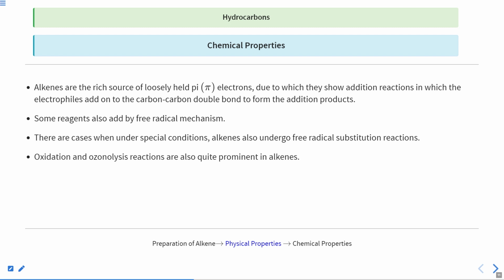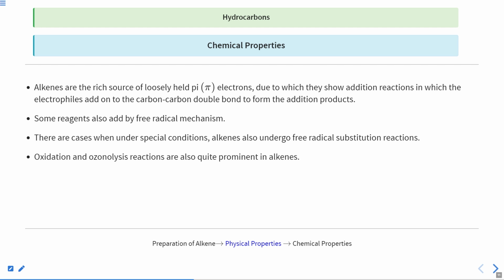Now coming to the chemical properties. Since alkenes have pi electrons, we know that. These pi electrons are very susceptible to reaction because pi bonds are weak in nature, so these electrons can be easily donated, and that is the reason they show addition reactions.